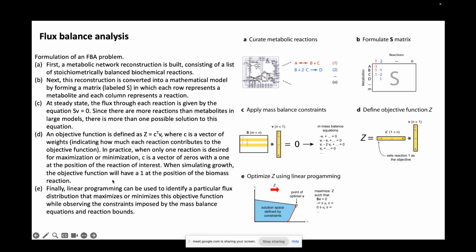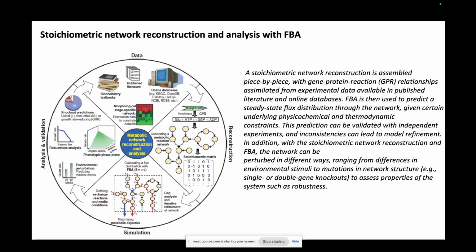So finally, linear programming can be used to identify a particular flux distribution that maximizes or minimizes this objective function while observing the constraints imposed by mass balance equations and reaction bounds. We will see one or two examples later in the slides. Right.